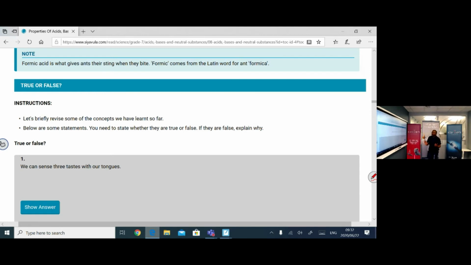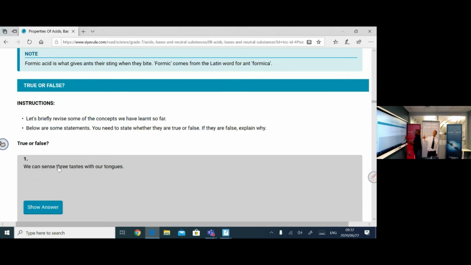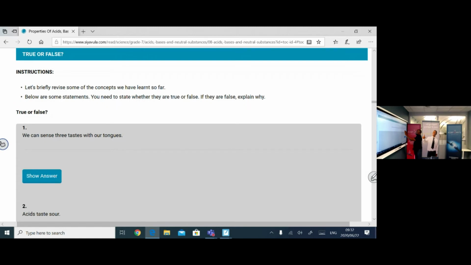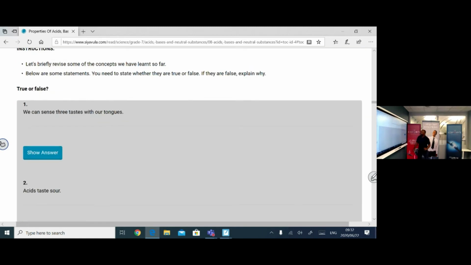So I want us to do this activity together and to test whether we've understood our acids, our bases, and some neutrals, grade 7. Right, here's my first question. I want you to tell me whether it is true or false. We can sense 3 types of tastes with our tongue. Can we sense 3 types of tastes with our tongue? I'll give you a few moments to think about the answer.